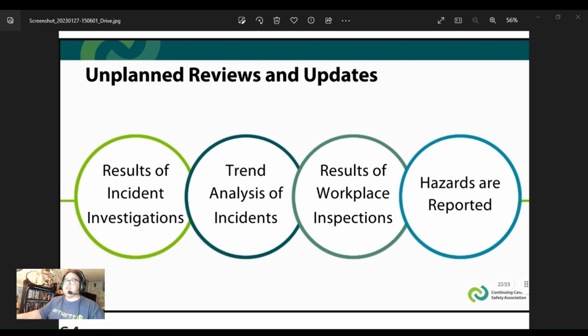And here we have the unplanned reviews: results of incident reports, trend analysis of incidents, results of workplace inspections, and hazards reported. So, results of an incident investigation find new uncontrolled hazards or ineffective hazard controls. Trend analysis of incident statistics indicates problem areas. Regular workplace inspections indicate there are hazards that are not being controlled. Hazards are reported and the controls are not implemented or aren't appropriate. The note for the formal hazard assessment must be dated with the date the report was originally prepared and the date it was revised.